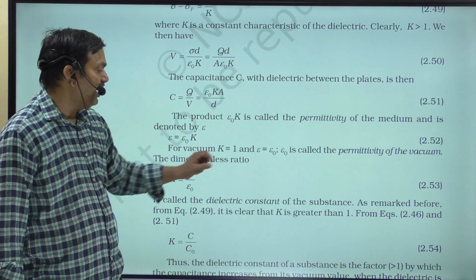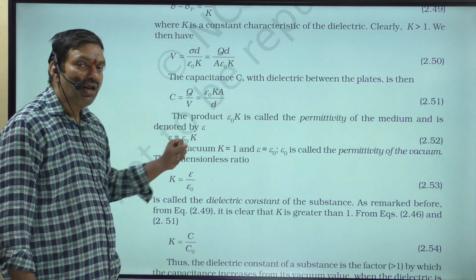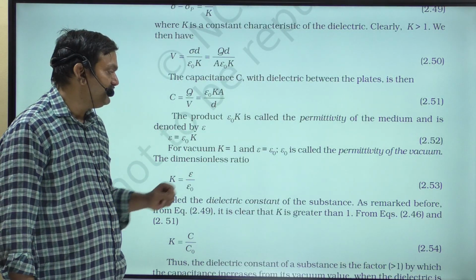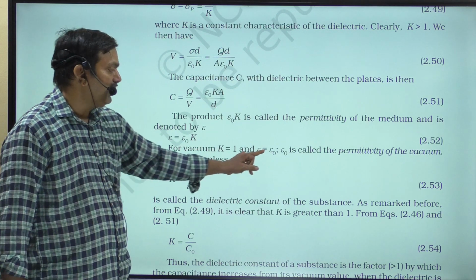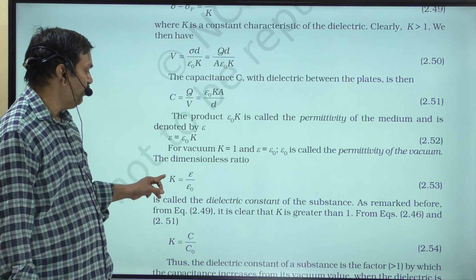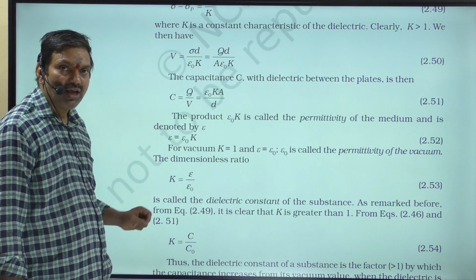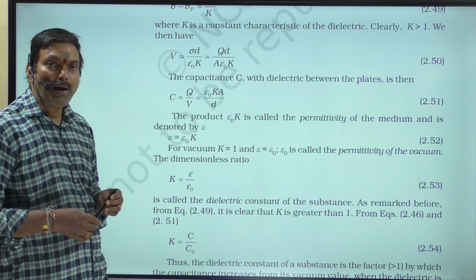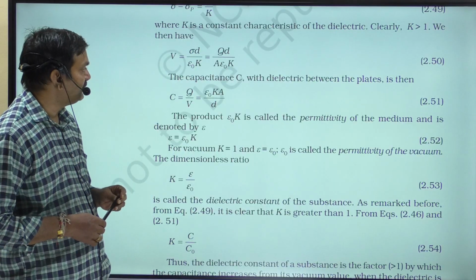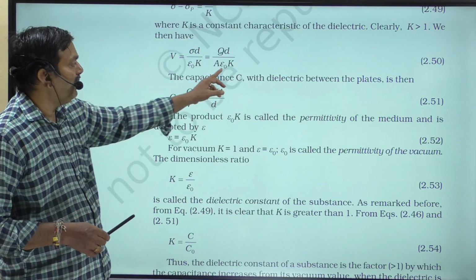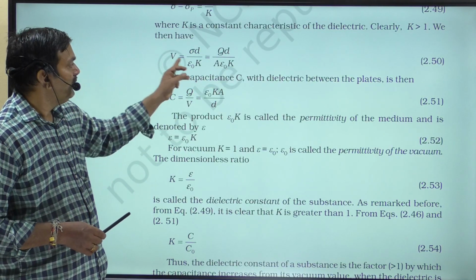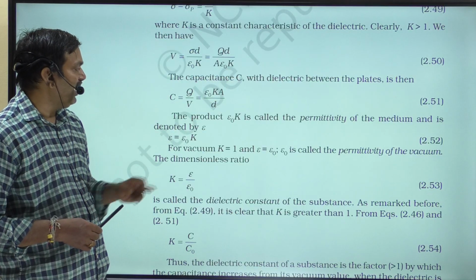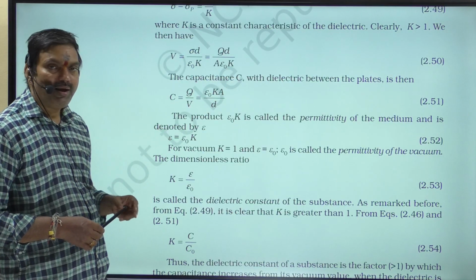Now for vacuum, K is equal to 1, because epsilon R, the relative permittivity, is 1, so epsilon becomes epsilon naught. Therefore K is nothing but epsilon by epsilon naught, which is epsilon R. So relative permittivity itself is called the dielectric constant. What happens to the voltage? It will be reduced by a factor K and the capacitance will be increased by a factor K.